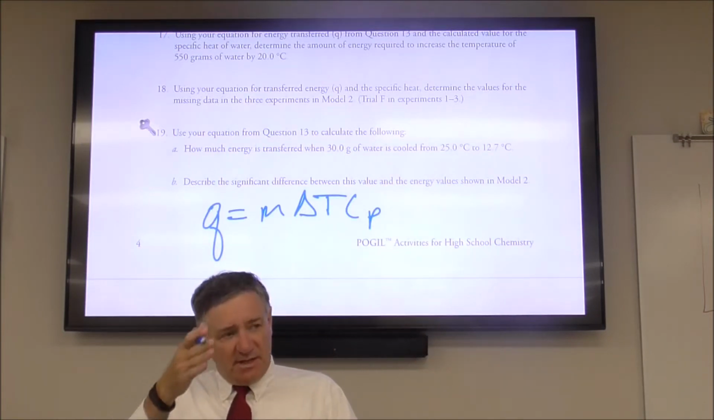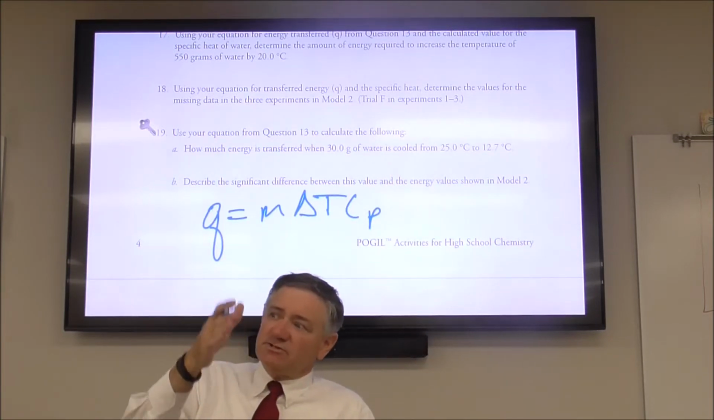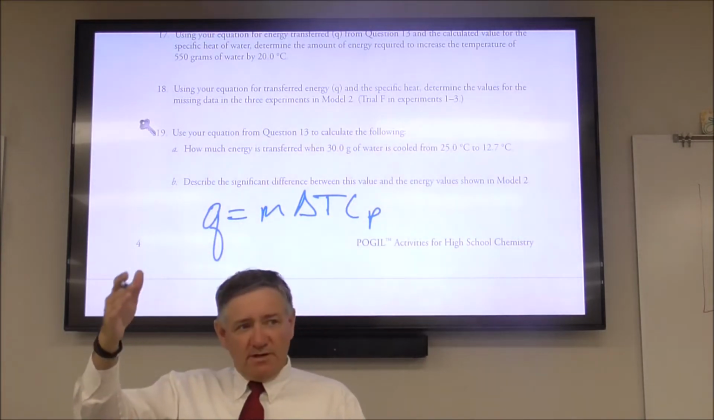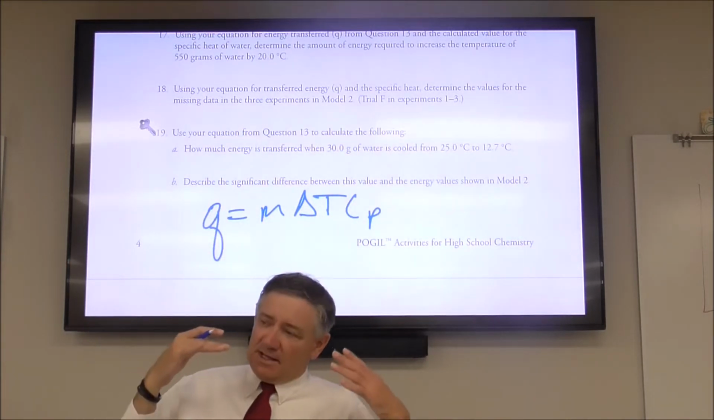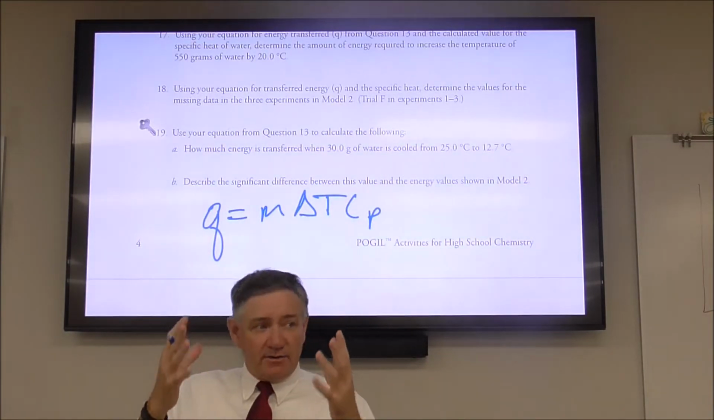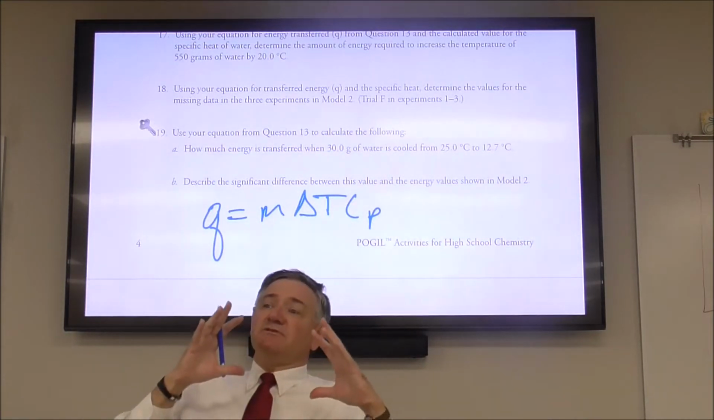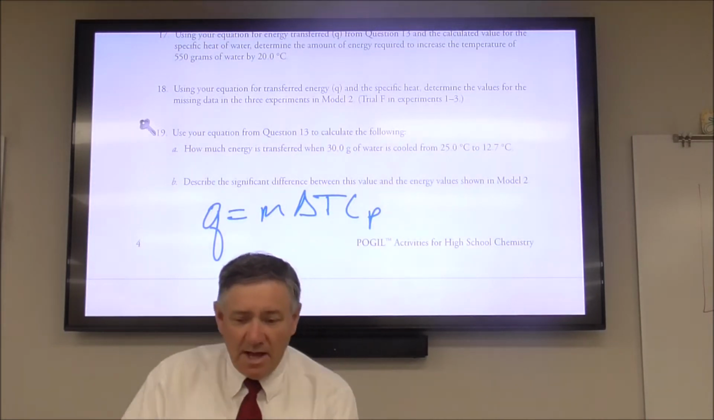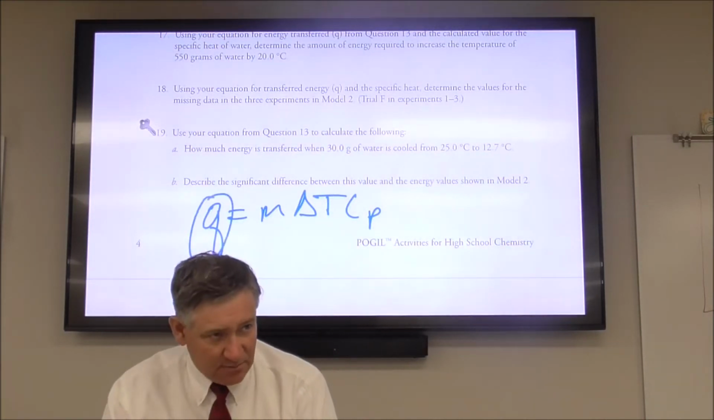So the kinetic energy part of it is a measure of what's happening with the individual particles. The energy calculation in joules is reflective of the entire system. How much energy is there in the entire combined system? And this is what this Q is going to represent.